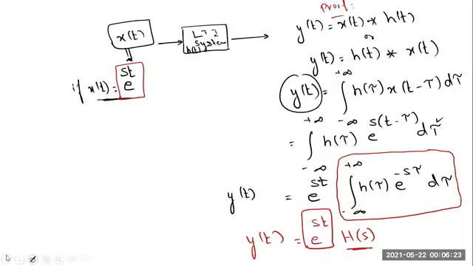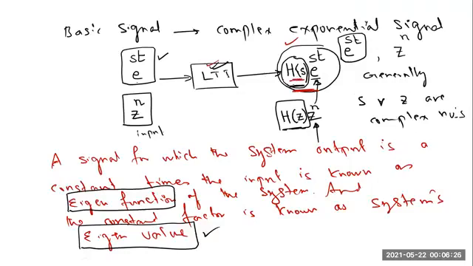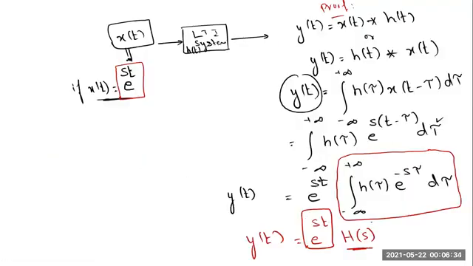And now you also know what this constant is. This is known as the eigenvalue. If you want to calculate the eigenvalue, you know it is equal to this thing. So H of s will be equal to the integration of, and now you know this is related to the system's unit impulse response. So H of s is the integral of the unit impulse response of the system multiplied with e raised to the power minus s tau, and then integration with respect to tau.